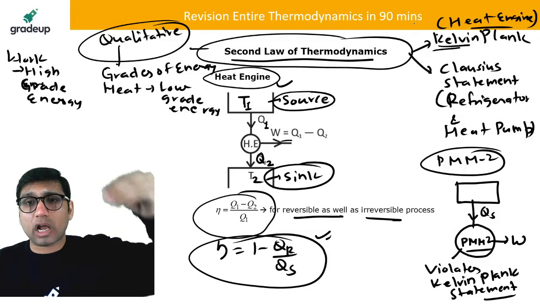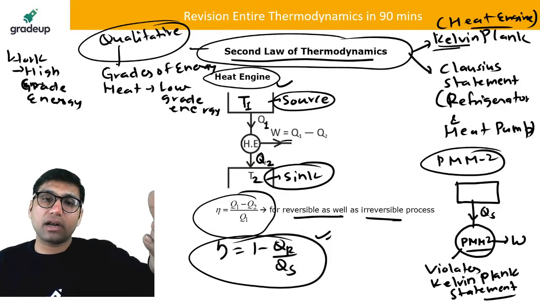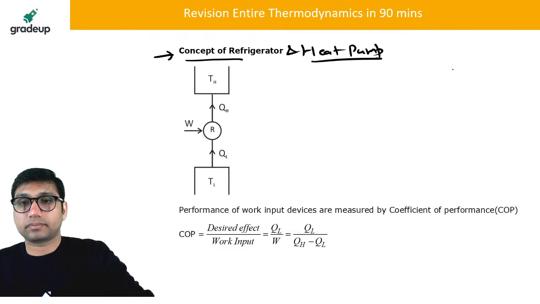It is not possible to convert entire heat into work. Some heat has to be rejected to a low temperature reservoir, that is the sink. So PMM2 is a device which violates the Kelvin-Planck statement.